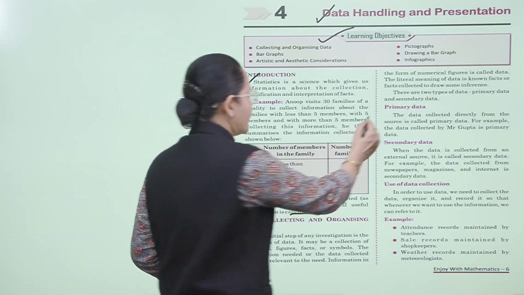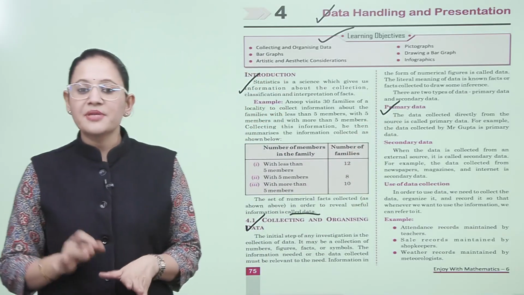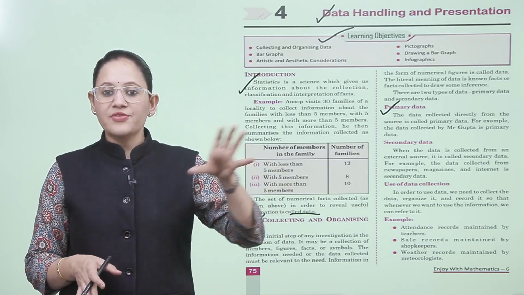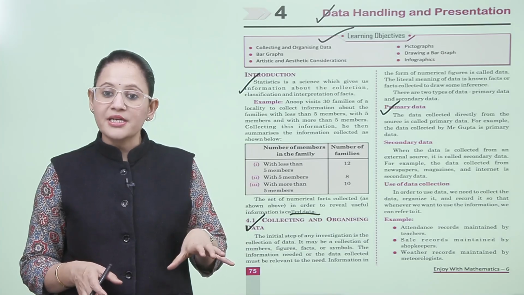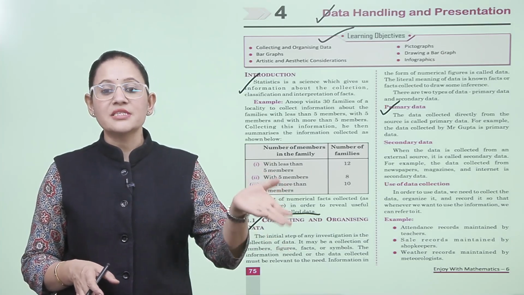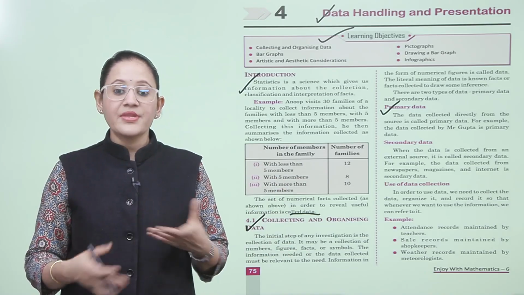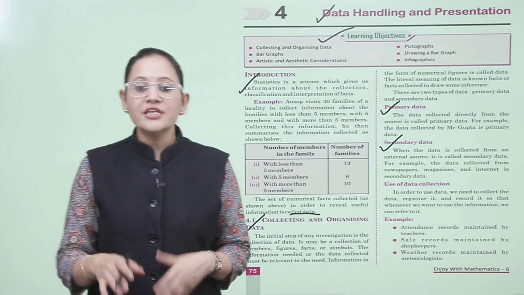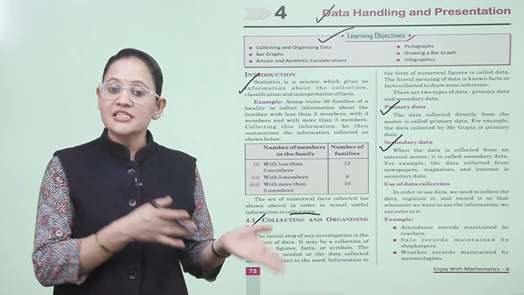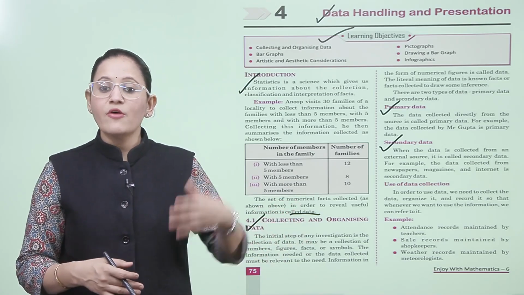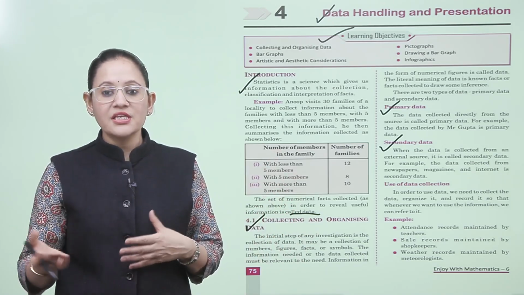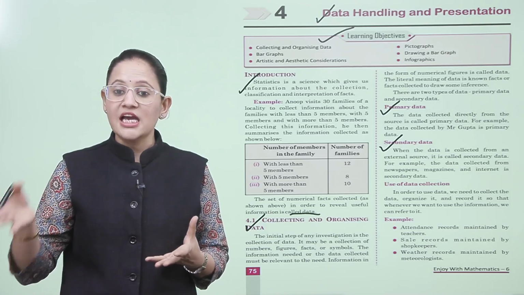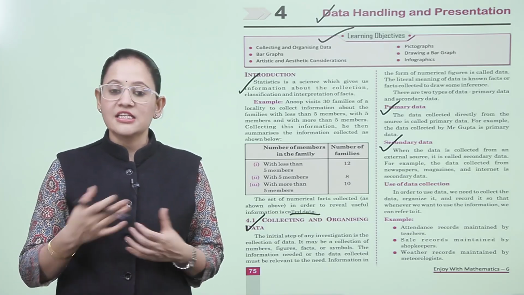First is primary data. So, what is primary data? The data collected directly from the source. So, if we collect information directly from the source, that is called primary data. For example, the data collected by Mr. Gupta is primary data. What is secondary data? When the data is collected from an external source, like from a newspaper, mobile phone or TV, that is called secondary data. For example, data collected from a newspaper, magazine and internet is secondary data.